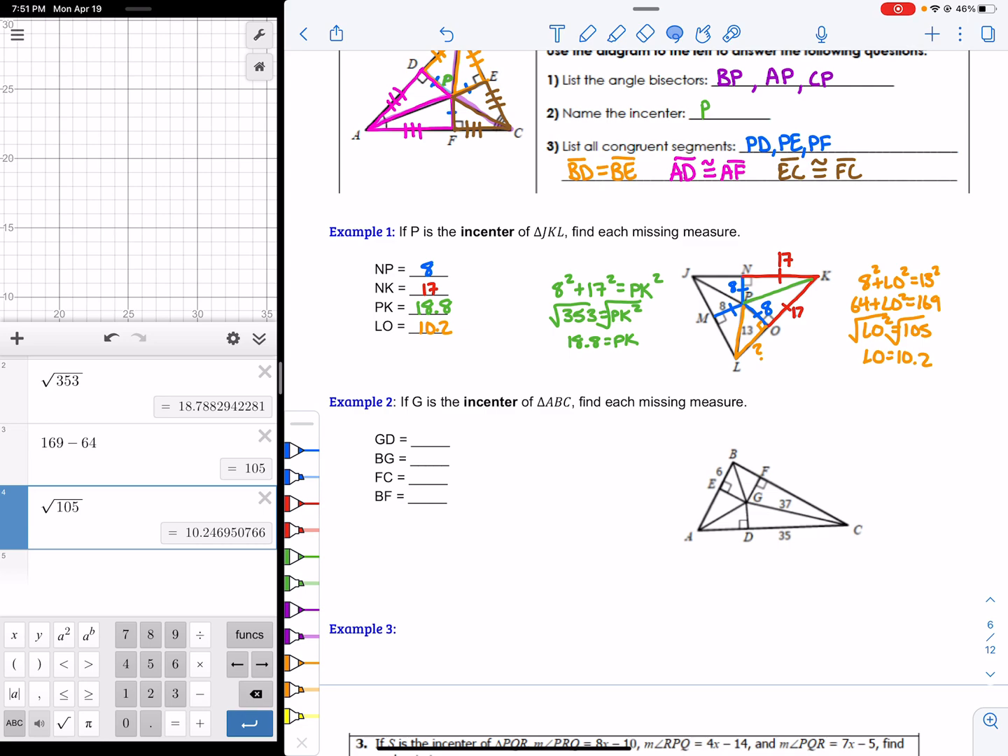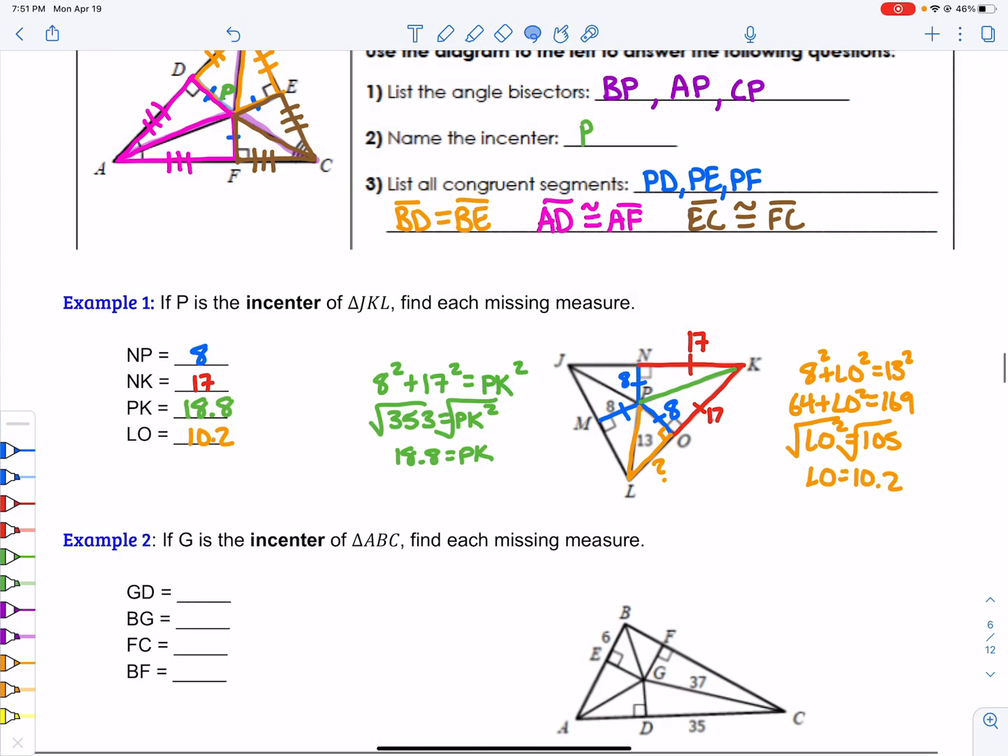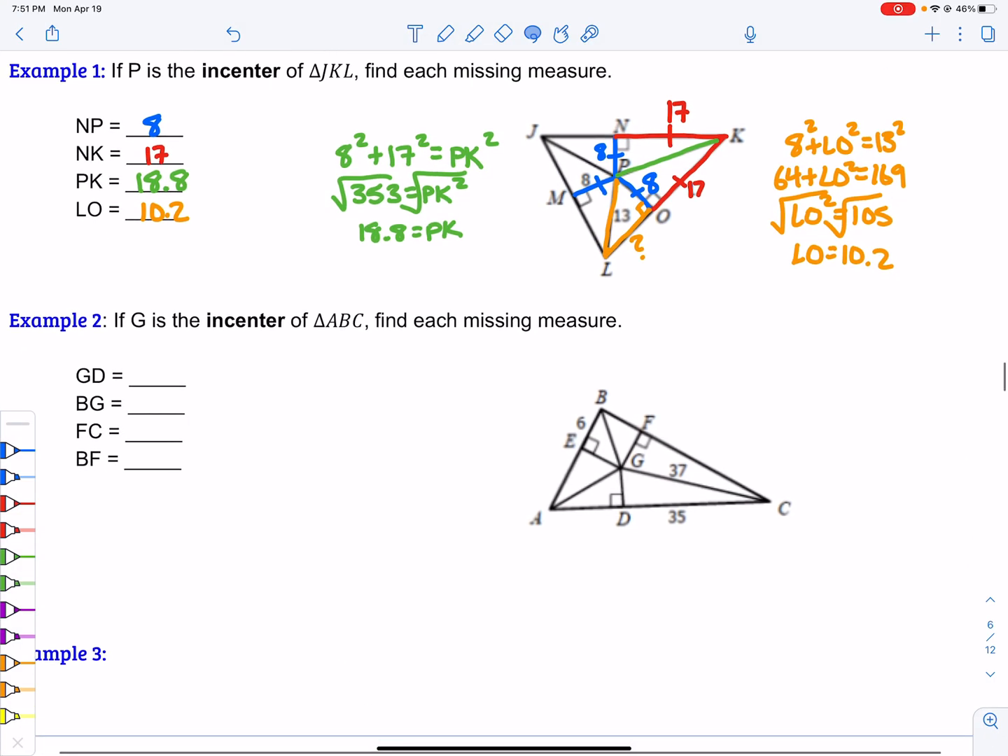All right, example 2 says, if G is the incenter of triangle ABC, find each missing measure. So let me just move the calculator to give us more room to work. So they want us to use what's given. So let's label everything we know based on the picture. So we know that these 3 segments that go from the side of the triangle to the incenter are congruent.